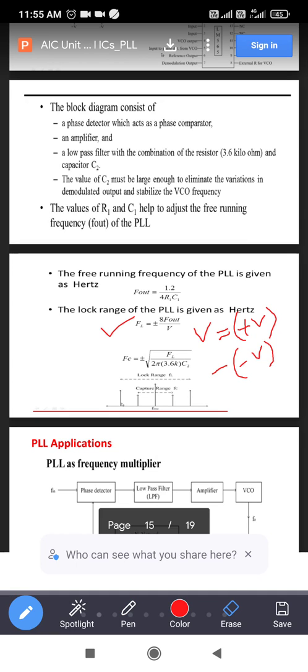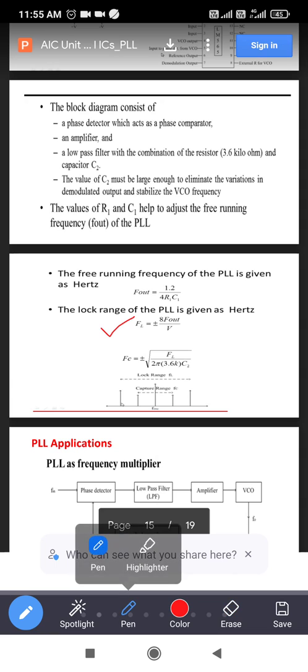So you can calculate by using this formula and then put the V value. Okay, you can remember this formula: V is equal to in bracket plus V minus in bracket minus V. After putting the F out value and V value, you can get the lock frequency FL.